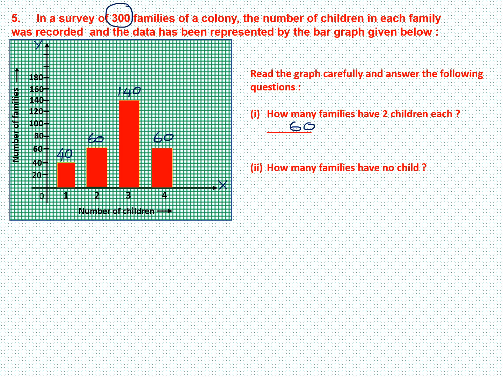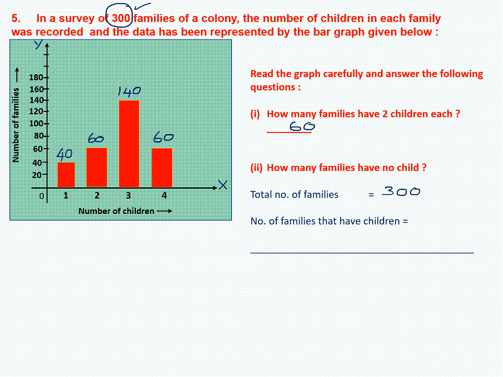Question 2. How many families have no child? Now we know that there are 300 families and these are the other families that have children. So if we subtract this from the total number of families, we'll know how many families have no child. So let's begin working. So first step, total number of families, 300. Now, number of families that have children. The number of families that have one child is 40. 2 children, 60. 3 children, 140. 4 children, 60.